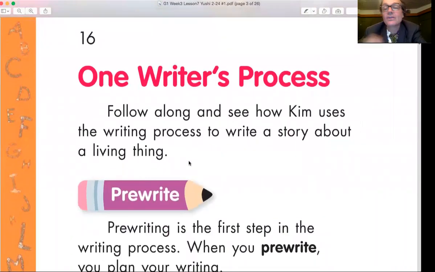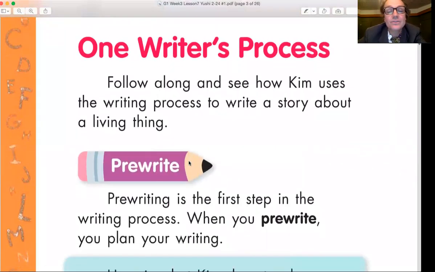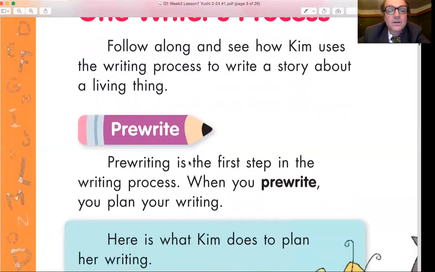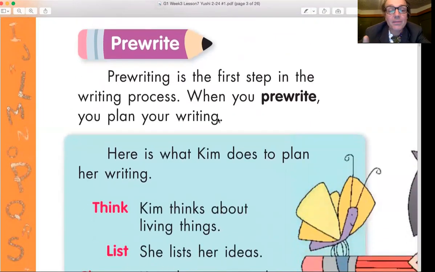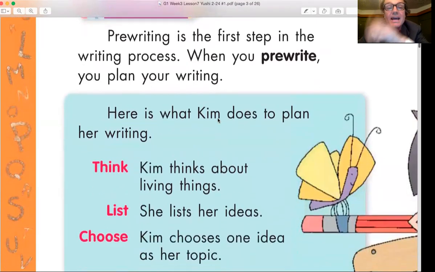So let's learn by looking at one story, okay? Let's learn together. Let's read this together too. It's about Kim. Follow along and see how Kim uses the writing process to write a story about a living thing. Here we are in the first part, pre-write. Remember, before writing, what do we do? Pre-writing is the first step in the writing process. When you pre-write, you plan your writing. Here is what Kim does to plan her writing.